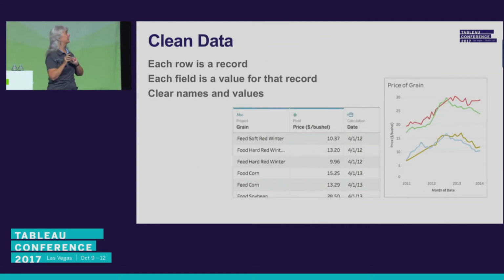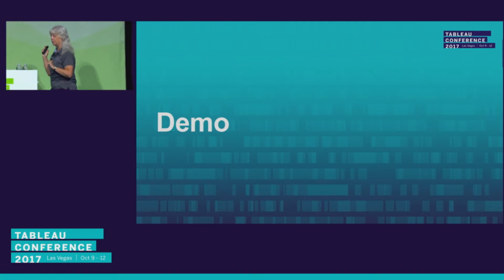What we'll end up with is clean data. Each row is a record, a single data point, and each field in that record is a single value, and you don't have the same kind of data in multiple fields. Also, we need clear field names for all the fields so we know what we're doing, and clear values so somebody looking at the table afterwards knows what it is that they're seeing. Once we have that, we can create a viz and it'll be easy. Let's switch over to a demo.